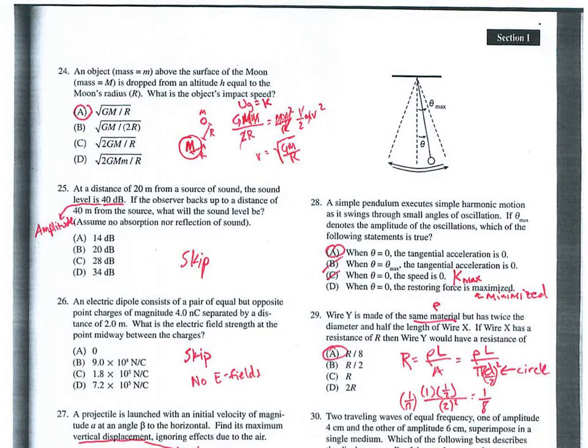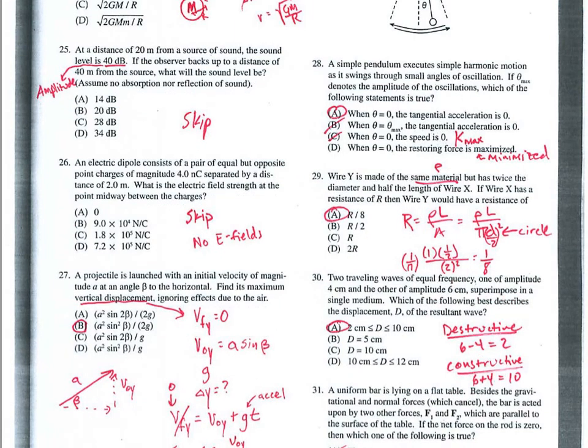So when we plug in our appropriate values here, the total distance, or R, is actually 2R because it's measured from the center of the moon. The moon's radius is already R, plus an additional height H, which is equal to the moon's radius. So the total distance from the center of the moon that this object is dropped from is 2R. We work our equations out, and we see that the velocity is equal to the square root of GM over R, giving us an answer of A.